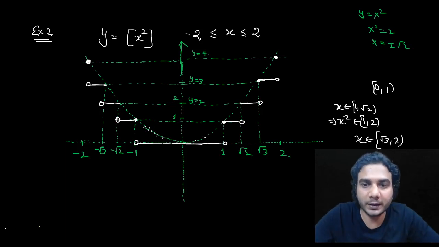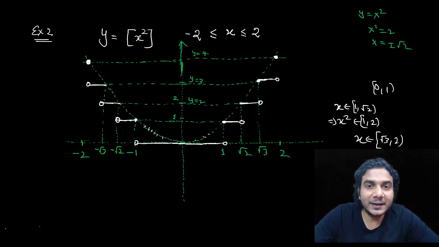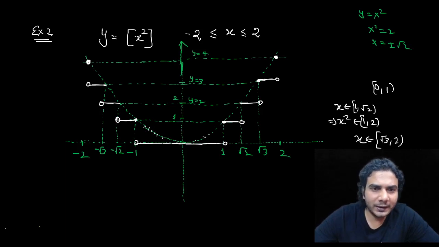That is looking beautiful, right? That is the graph of y is equal to greatest integer of negative x square. So I think it is clear now. I'll give you one more last example and then we'll move to another graph. Okay, so last example and then we'll plot another curve.